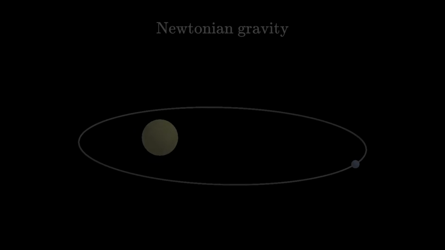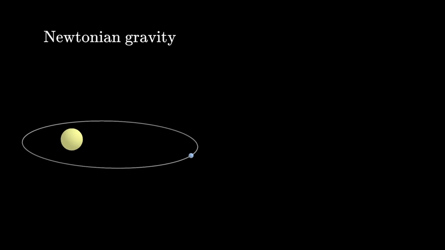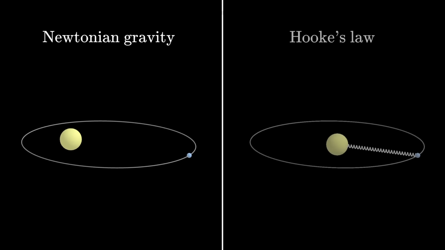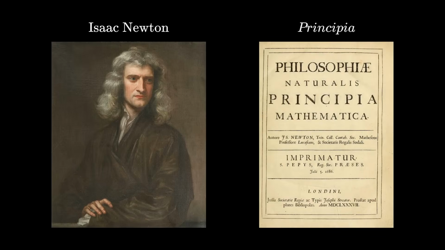In Newtonian gravity, planets orbit their stars in ellipses. But if instead of gravity, planets are somehow attracted to their stars by elastic forces on a spring governed by Hooke's law, then the orbit is still an ellipse. The fact that entirely different physics give elliptical orbits is not a coincidence, and the connection between them was found somewhat accidentally by Newton himself in Principia.